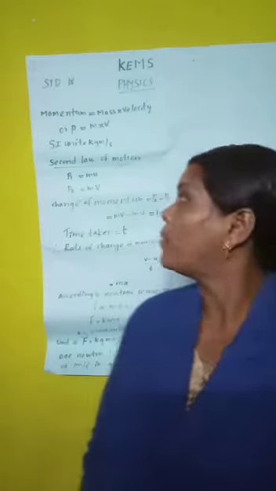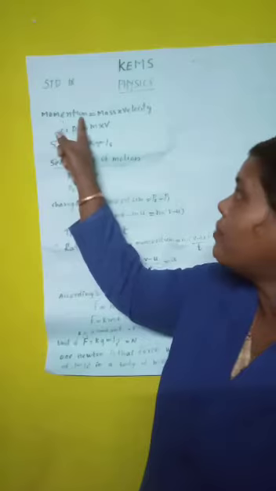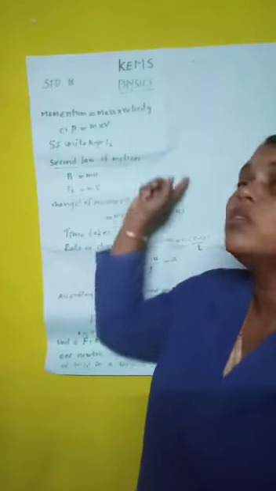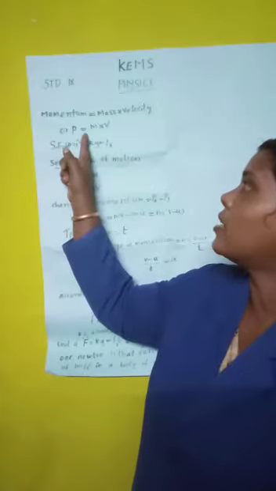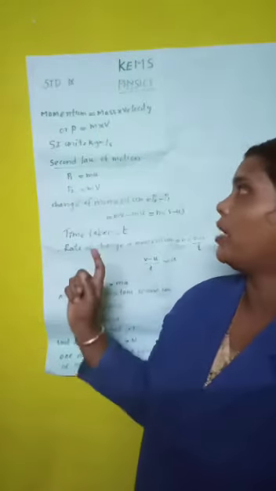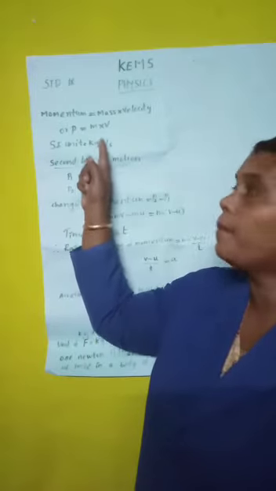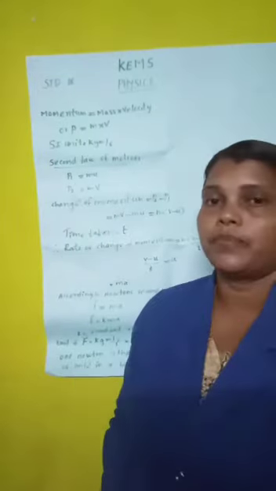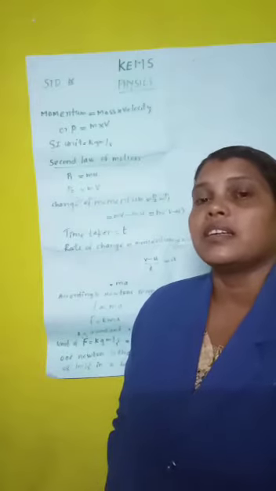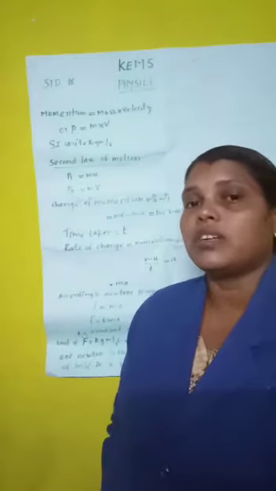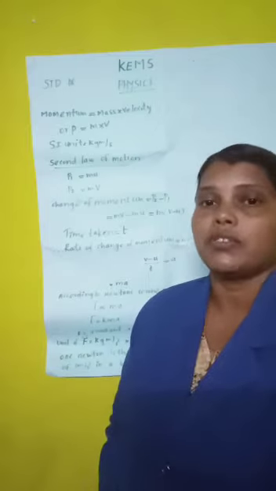The letter P is used to represent momentum. So, momentum is equal to mass into velocity. That is, P is equal to m into v. The SI unit of momentum is kilogram meter per second. Momentum is a vector quantity. Its direction is in the direction of the velocity.